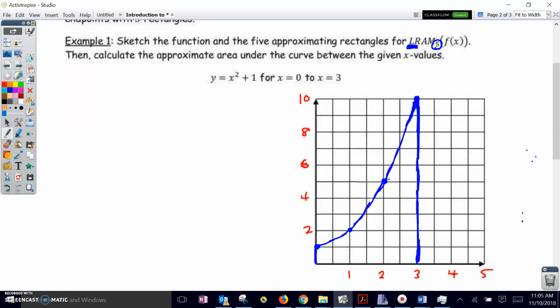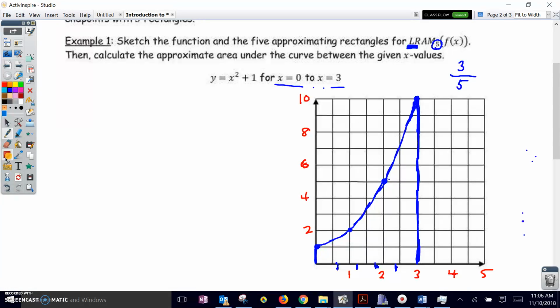So the first thing I need to do is figure out how wide each of these rectangles are. The entire interval here is 3 units wide, and we're dividing that into 5 rectangles. So each rectangle should be 3/5 or 0.6 units wide. So I'm just going to make some marks down here at 0.6, because we'll have the interval from 0 to 0.6, and then we'll have the interval from 0.6 to 1.2, and we'll have the interval from 1.2 to 1.8, and the interval from 1.8 to 2.4, and the interval from 2.4 to 3. Those are going to be our 5 rectangles.